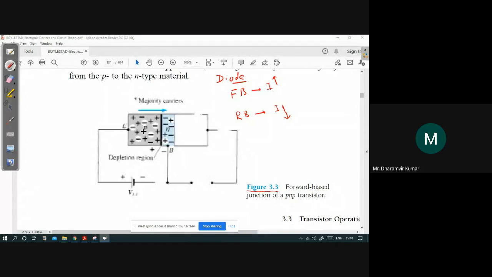Okay, this is a PNP transistor. This is P type, this is N type region in between, and this is again P type region.